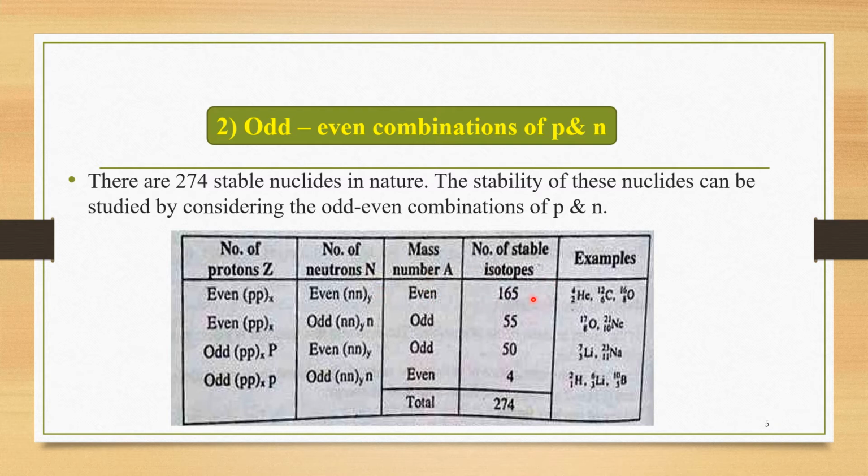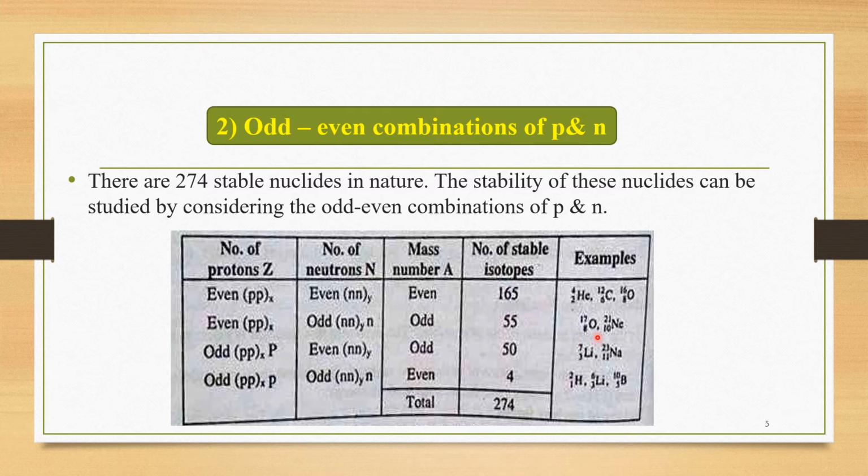The simple examples of nuclei or isotopes are, first, helium with atomic number 2 and mass number 4. The carbon nuclei is there, oxygen nuclei is there. So we can say that about 80% of the nuclei occurring in nature are made up of this type of combination: an even number of protons and even number of neutrons, having an even mass number. The second combination is an even number of protons and odd number of neutrons with odd mass number, having 55 stable isotopes in nature.